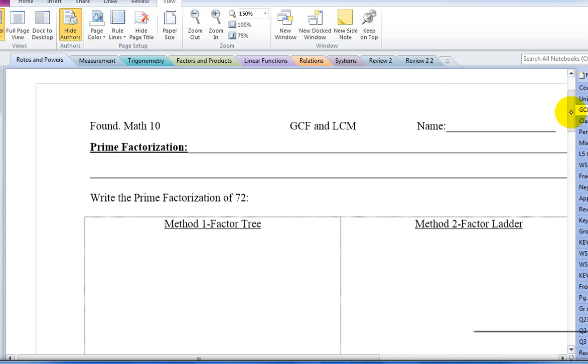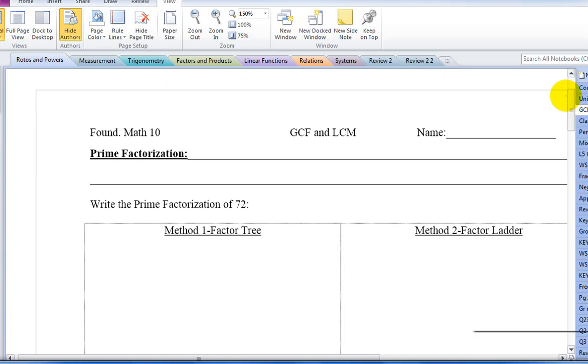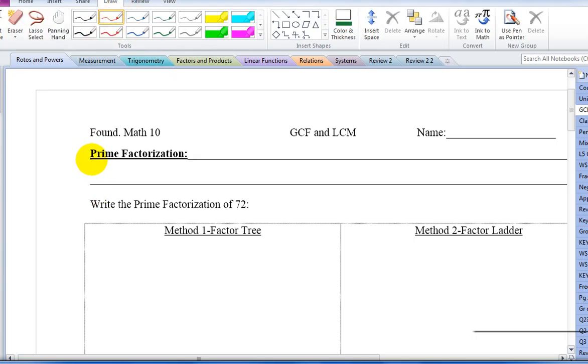And action, GCF. So what we're going to look at as we're doing the GCF is prime factorization. So that's a word that we need to know what it means. Prime factorization is the factors, sorry, the number written as a product of prime factors.